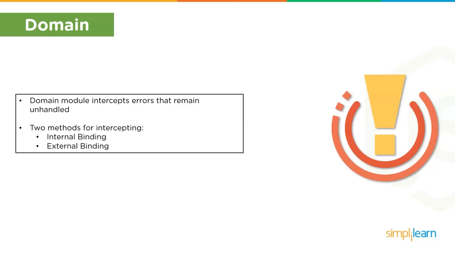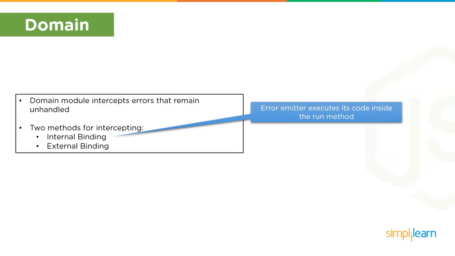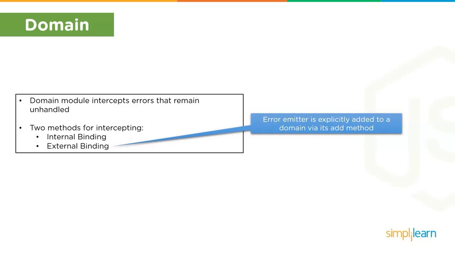Firstly, we have internal binding. In this case, the error emitter executes its code inside the error method. Next up is the external binding. Now here, the error emitter is explicitly added to a domain via its add method.